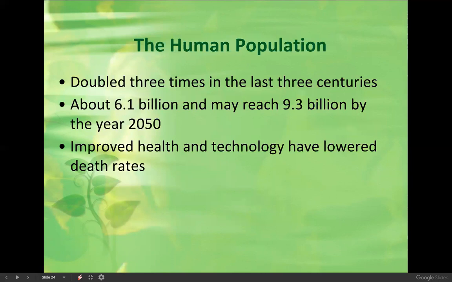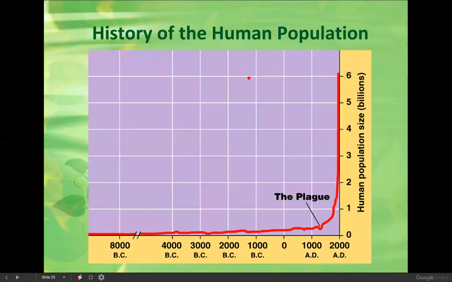Doubled 3 times in the last 3 centuries, about 6.1 billion, and may reach 9.3 billion. Right now, we're currently sitting at about 7.5 billion, maybe. Improved health and technology have lowered the death rate, so the population just grows. This is our growth rate for the humans. You can see a little dip where we had the plague, but again, for the most part, within the last 10 decades, 100 years or so, we've really exploded. And that is the lesson.